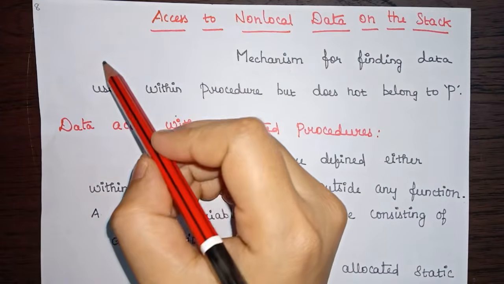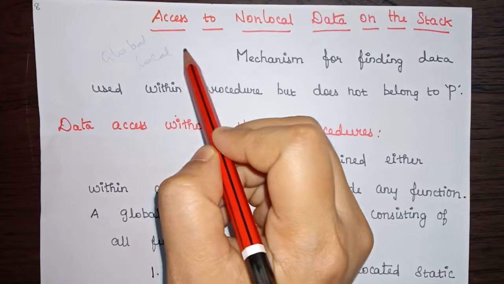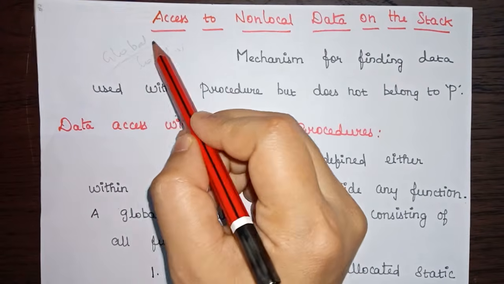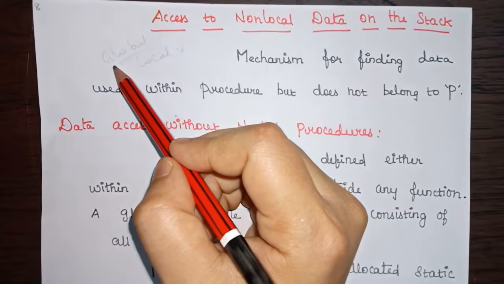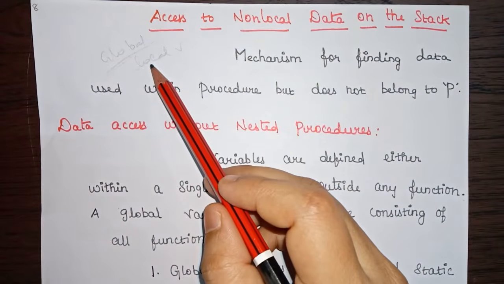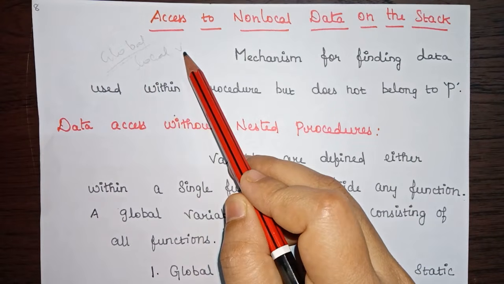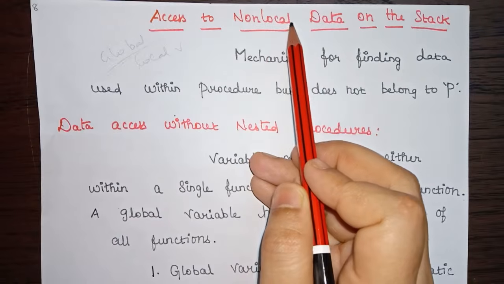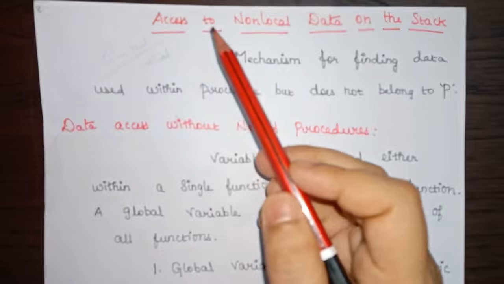We already know that variables can be either global variables or local variables. A variable is said to be a global variable when it is declared outside the function. When a variable is inside the function, we say that it is a local variable. So here we are going to discuss non-local variables, that is, we can also say it can be a global variable, right?